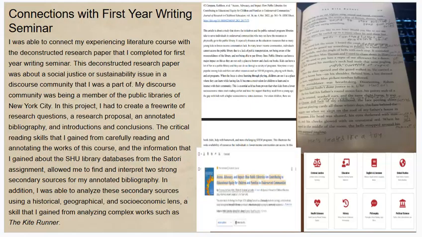The work in English 201 greatly helped me with my deconstructed research paper for first year writing. I chose a source, on the top and bottom left of the screen, with the help of the same reference librarian that helped me with my Satori assignment. I had to break down this secondary source using different lenses, as trying to make the public libraries of New York City a social safety net for a community that gives educational and other resources is not an easy feat.